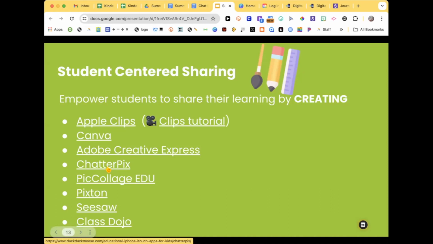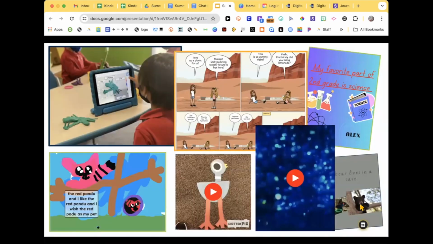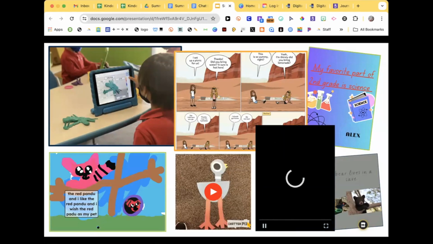Chatterpix, Collage EDU, Pixton, Seesaw, and Class Dojo are all other tools that I think are great for sharing. I'm just going to kind of pop over to this next slide here so we can look at a few examples of some of these. Pixton is this one in the middle. Sorry, I did this like giant slide. I was trying to not make very many slides, but in the process made one giant collage. Just to kind of give you a little taste here, I guess, of what these different things can do.